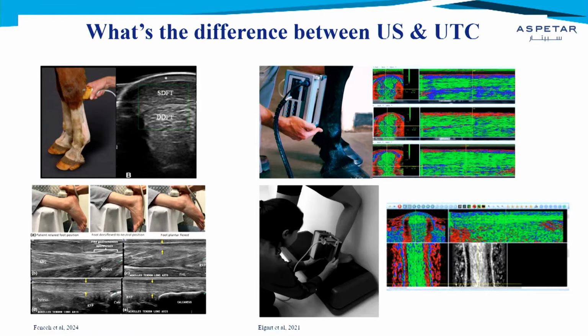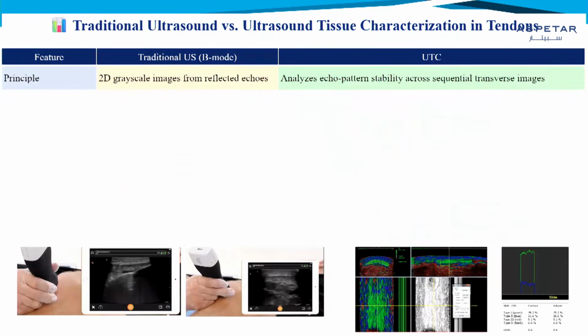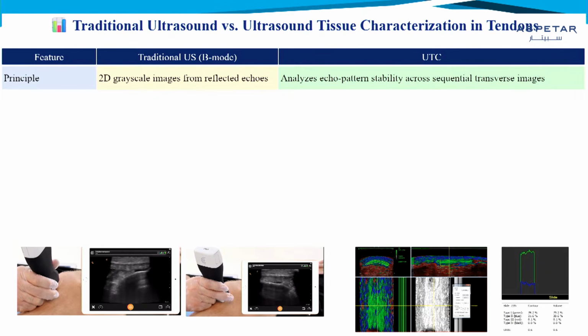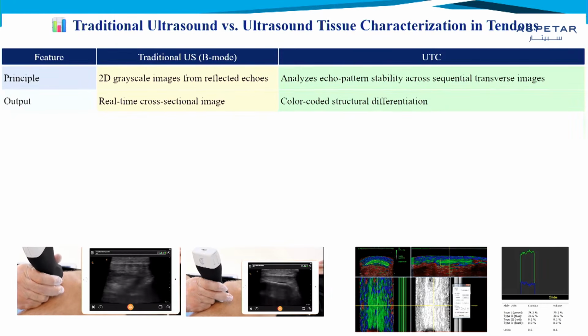But then what's the difference between the ultrasound and the UTC? So it started in horses, so I wanted to honor that. The principle of them are different. The regular ultrasound is 2D grayscale images from reflected echoes. On the other hand, the UTC analyzes the echo pattern and how stable these pixels are across multiple sequential images. The output for the ultrasound, we know it's very nice and accessible. It's real-time cross-sectional imaging, while the other one is a color code based on the integrity of the tissue.